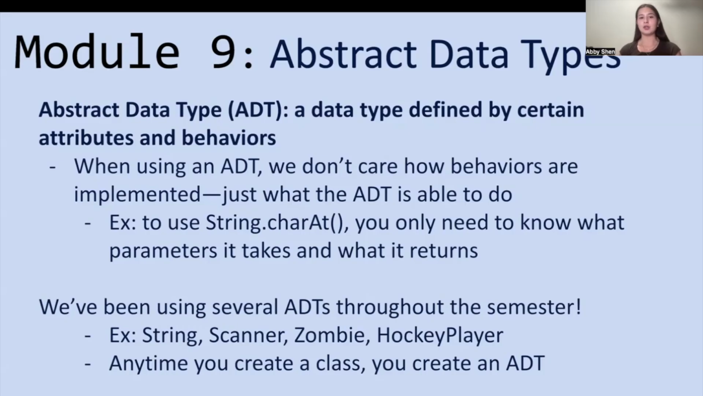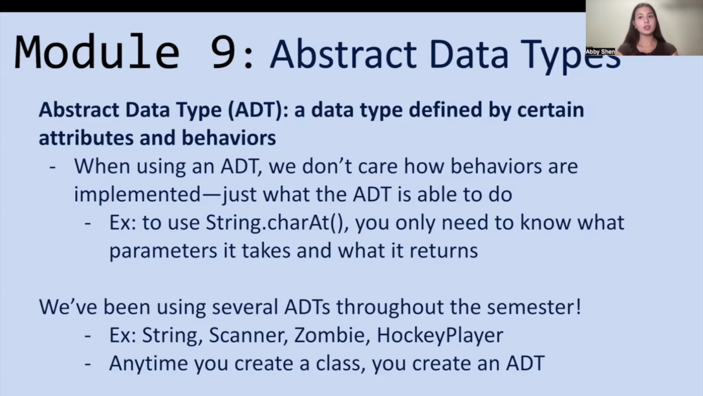We don't need to know how the abstract data type is storing things exactly, or anything like that. As an example, to use the string.characterAt method, you only need to know what parameters that method takes and what it returns. You don't need to know if it's iterating through the string to find the character, or what exactly it's doing to find that character at that position. You just need to know how to use it based on what it returns and what you need to give the method.